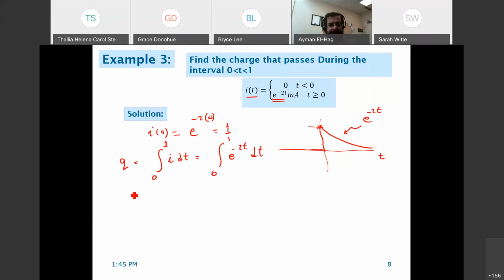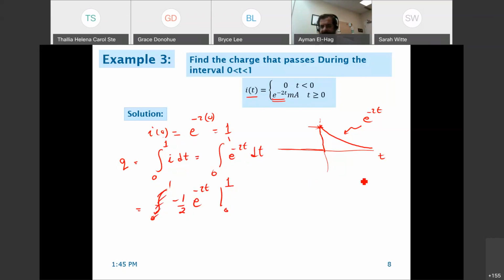Let's do it slowly. From 0 to 1, e to the minus 2t. We can start the integration: minus 1/2 e to the minus 2t from 0 to 1. So this is the integration of e to the minus 2t. I'm hoping that you guys still remember the integration.